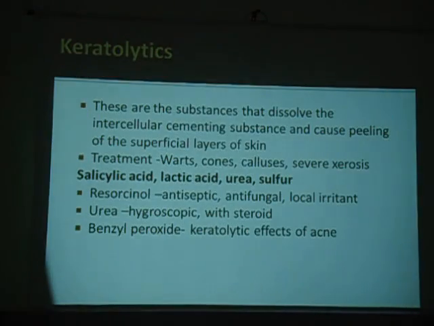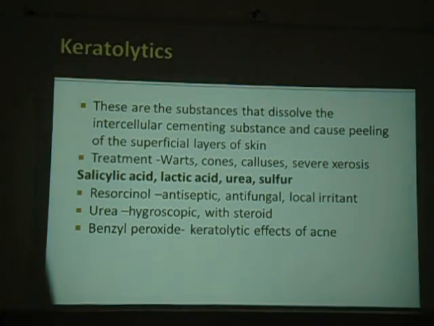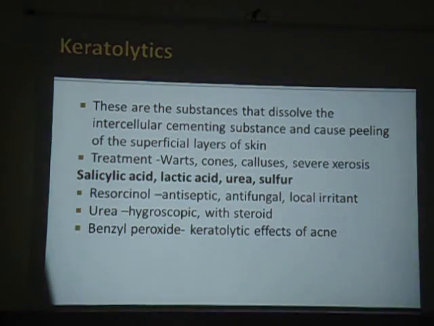Keratolytic agent. For example, the skin becomes very hard, as we can see on the heels. What happens in the cold seasons? Our heels become cracked. So we need to use a keratolytic agent where the burden of skin is removed and new skin will come faster. The common agents are salicylic acid, lactic acid, urea and sulfur. These are the substances that dissolve the intercellular cementing substances and cause peeling of the superficial layer of the skin.